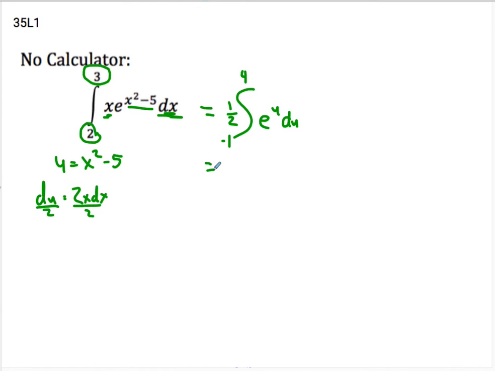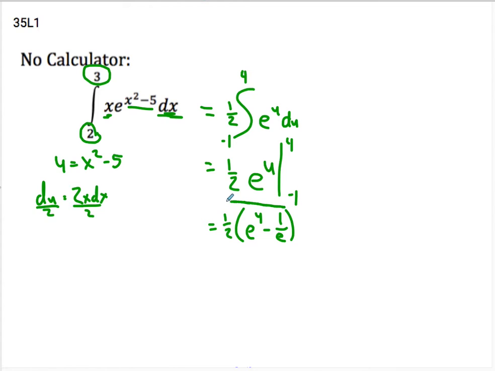And now I can integrate. I got 1/2. The antiderivative of e to the u is, oh, that's nice, e to the u from negative 1 to 4. And now I substitute: 1/2 times e to the 4th minus e to the negative 1. You can write it as e to the negative 1, but I like 1 over e. Why? Just because. And that's it. I don't need a decimal approximation. And in fact, for a no calculator portion, a decimal approximation just makes it look like you used a calculator.